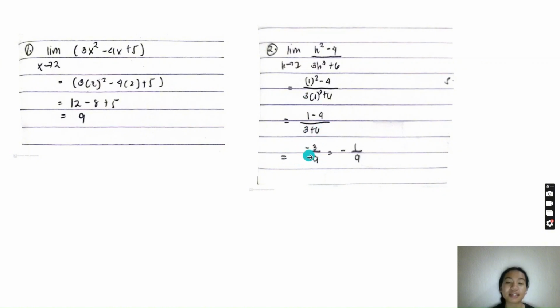Applying operations, it gives us negative 3 all over 9. Since 3 over 9 can be simplified, it became 1 over 9. And of course, not forgetting the negative sign, we just copied it here, giving us the answer, negative 1 over 9. Therefore, the limit of h squared minus 4 all over 3h cubed plus 6 as h approaches 1 is negative 1 over 9. Meaning to say again that as h approaches 1, the values are approaching negative 1 over 9.